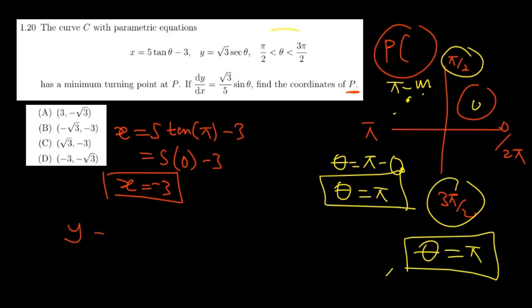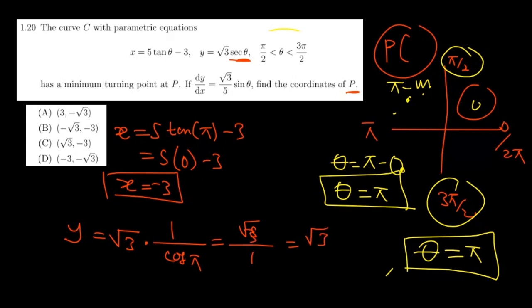And then what about the y? The y will be equal to root 3 multiplied by 1 over cos theta, because this sec here is just 1 over cos. So it will be root 3 over cos theta. But the theta now, let's replace with pi. Okay, so cos pi is 1. So this will just be root 3. So it means my y is root 3, my x is minus 3. So the point P is actually minus 3 comma root 3. So that will be our turning point.